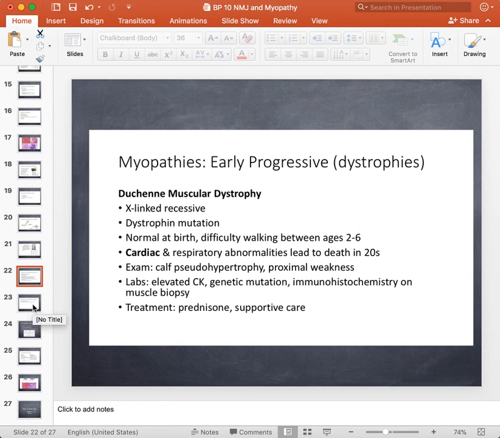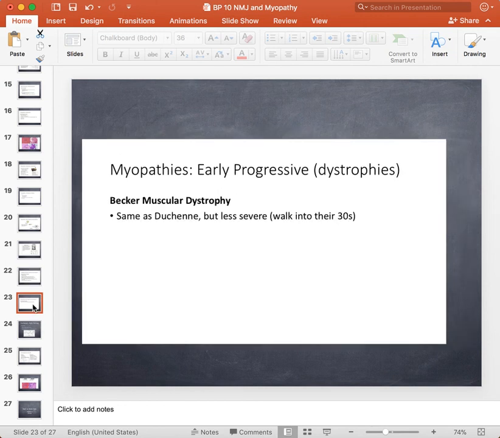Yep. Okay. Related in part to Becker's muscular dystrophy. Yep. I have always thought about it as just a less severe form. Instead of having essentially non-functional dystrophin, you have a semi-functional one, and so you have some function. So same idea in terms of presentation, but it's overall less severe. These patients walk into their 30s. They don't have as much early death.